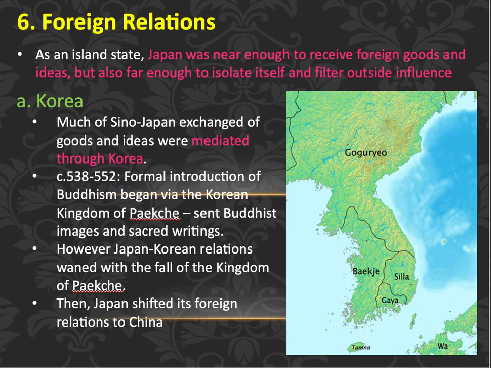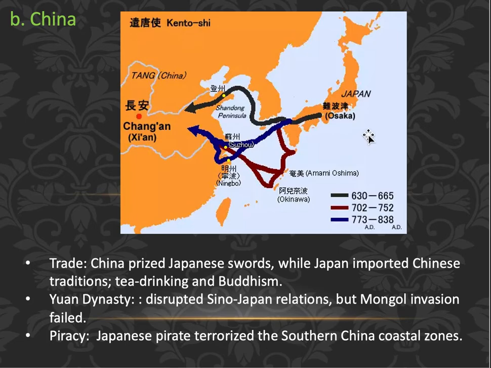So China is the bigger brother of Japan. Okay, the relationship between China and Japan has always been a love-hate relationship from the very beginning, even until today in 2020. China was important to Japan. For example, the Chinese wanted Japanese swords. Japan wanted Chinese traditions, for example, the Chinese tea ceremony, and they also wanted Buddhism. But you also have periods of animosity. For example, during the Yuan dynasty, the invasion of Japan by the Mongols basically severed whatever good relations and ideas from China towards Japan.